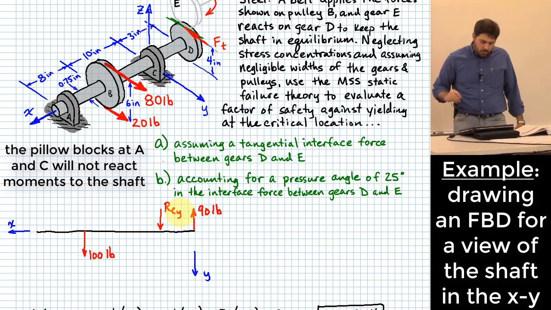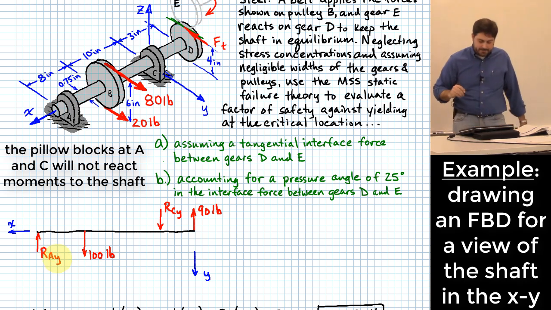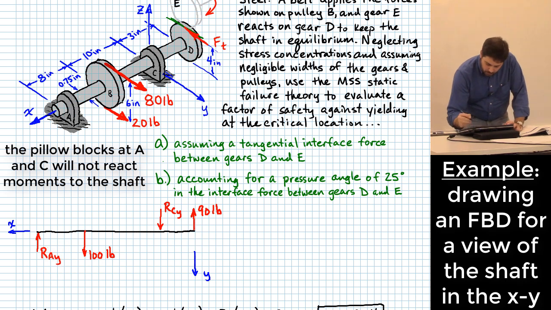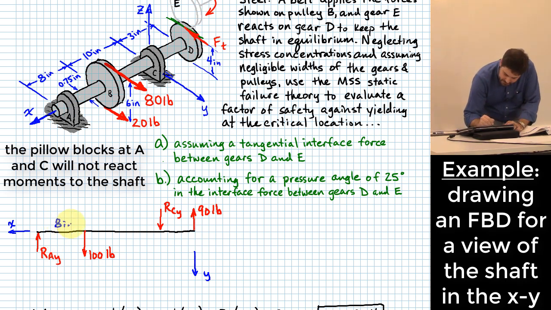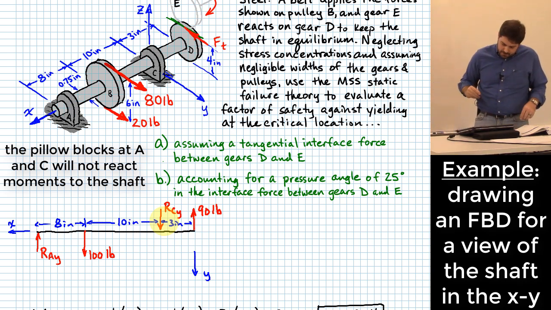This one here, I might want to show down like this, and let me call that RCY. What about at A? Yeah, it probably would be better to show that one pointing upward. I'll call that RAY. Furthermore, I know some more about this. It's 8 inches to this location, it's 10 inches to this location, it's 3 inches to this location. And what can I do with that figure?